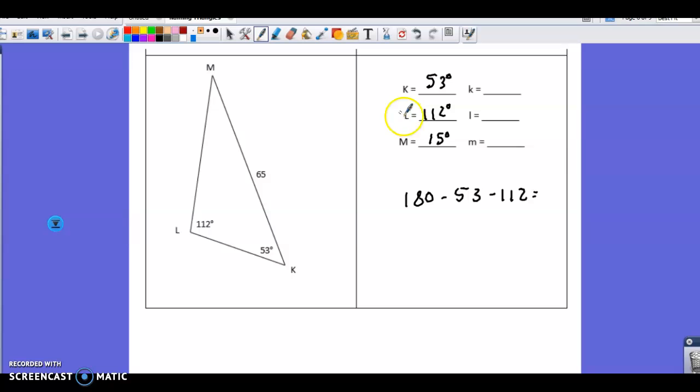So just from this, I know my longest angle is going to be L. I know my shortest angle is going to be M because of the 15. The one in the middle would be K. So the sides are going to line up the same way. 65 is between M and K, so that has to be L. So when I do use my law of sines to get the other two sides, I know that I'm going to have smaller than 65, both of them.